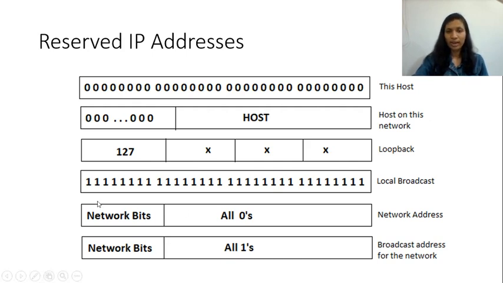Next is the broadcast address. To get a broadcast address for any network, you need to keep the network bits of that network as they are and put all of the host bits of the network to 1.